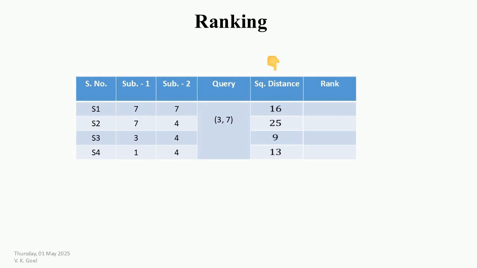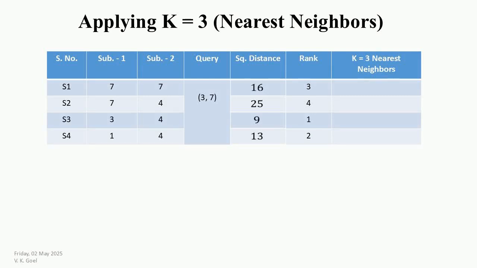Rank formation is the next step in the KNN model. Here the minimum square distance is ranked as 1. Then, the next square distance as rank 2. Further, the next square distance as 3, and finally, the maximum square distance is ranked as 4. Ranks along with the query and input features are compiled in a table here.